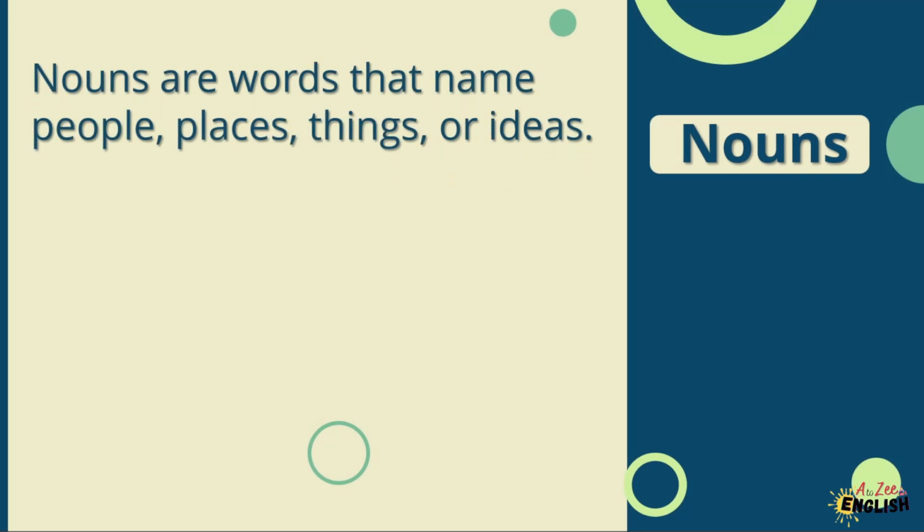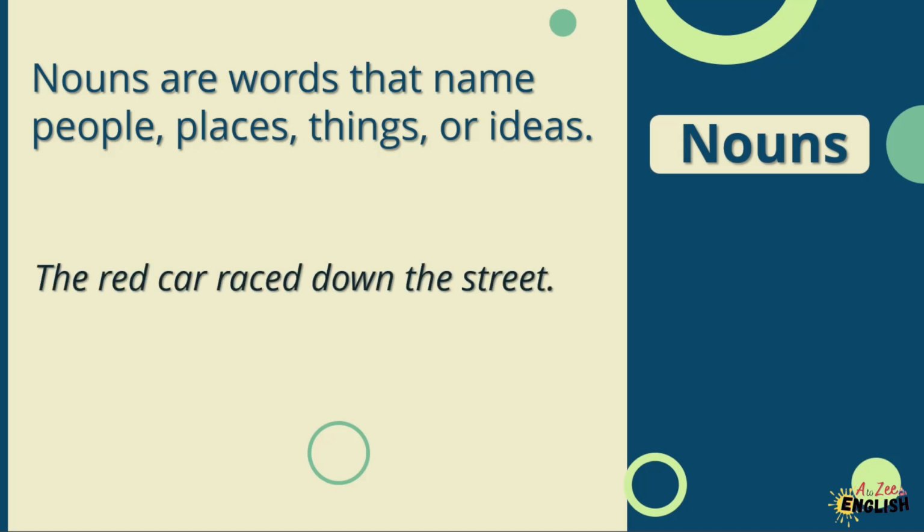Nouns are words that name people, places, things, or ideas. They give us the essential elements we need to communicate effectively. Let's take one example. The red car raced down the street. Here, the car is a noun because it names a thing, a mode of transportation. It gives us a clear image of what is being referred to.